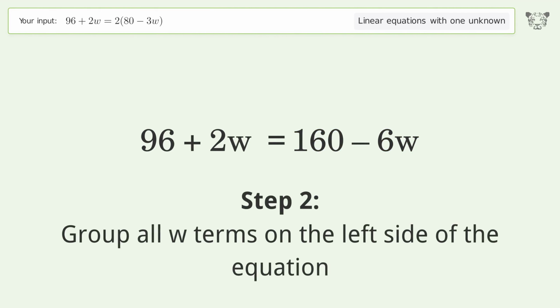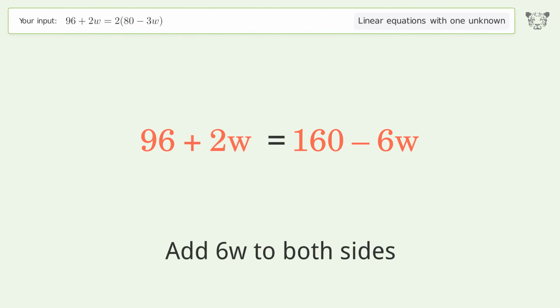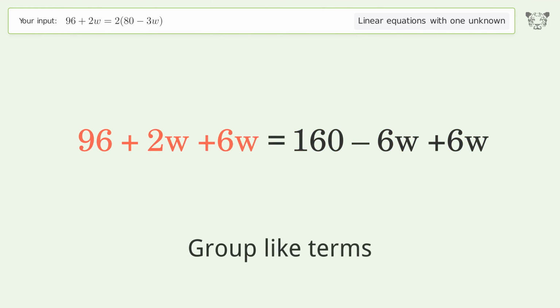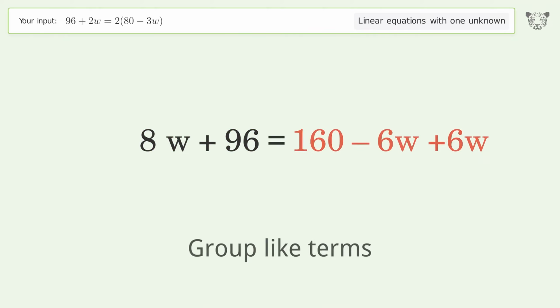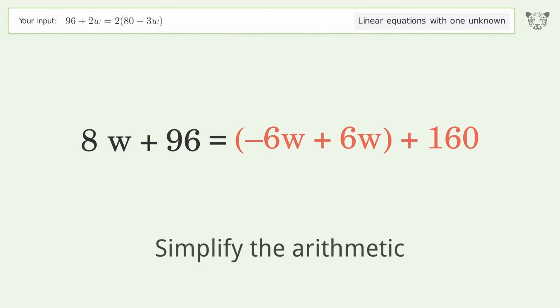Group all w terms on the left side of the equation. Add 6w to both sides. Group like terms. Simplify the arithmetic. Group like terms. Simplify the arithmetic.